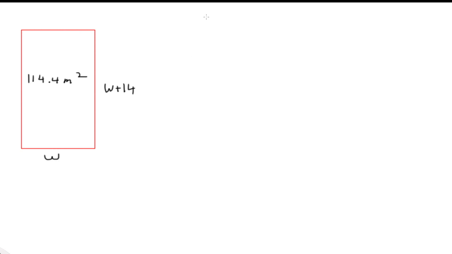So the area of a rectangle or square is width times base. So you want to do w, since that's our variable, w times w plus 14 is equal to 114.4. Now there we go.